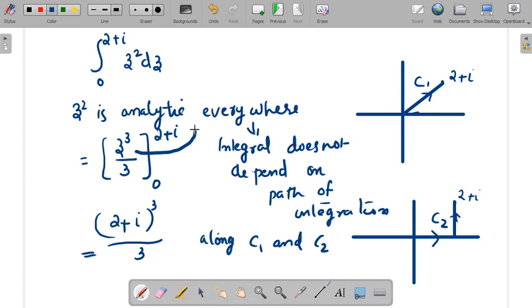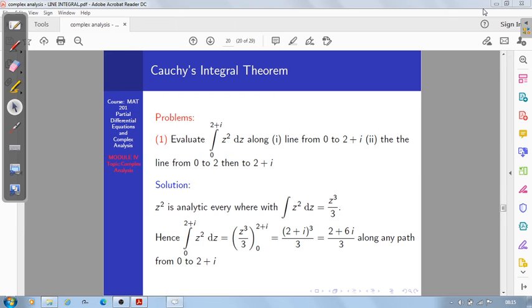So this is what we mentioned here. The integral is 2 plus I the whole cube by 3, and simplifying that using a plus b whole cube, you will get it as 2 plus 6i by 3 along any path from 0 to 2 plus I. So you needn't find the integral separately for path 1 and path 2.